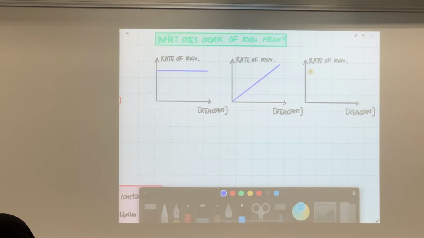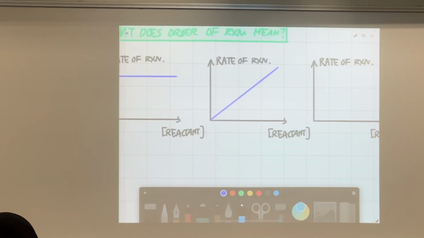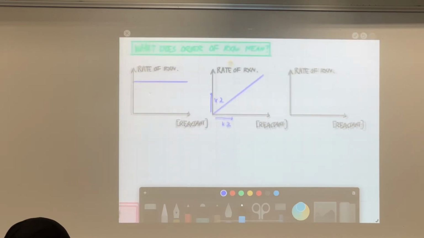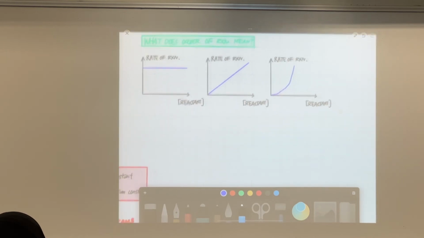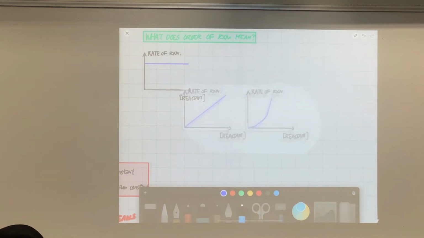Sometimes when you raise the concentration of reactant and you see what happens to the rate, it increases linearly. This is what linear increase means: when you double the concentration of reactant, you get a double in rate. What you do to the concentration of reactant, you see the same thing happening to the rate. We call this type of order first order. And then there's a third possibility, which looks like this. There's an exponential relationship between rate and reactant. So let me turn it into words, so you know what I'm saying here.